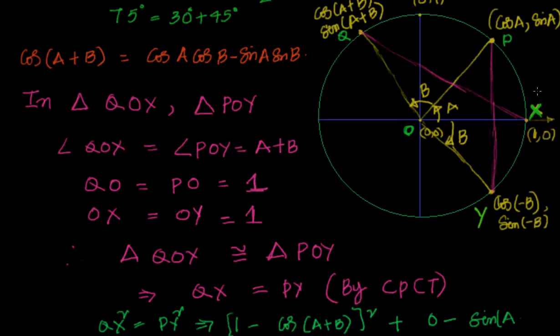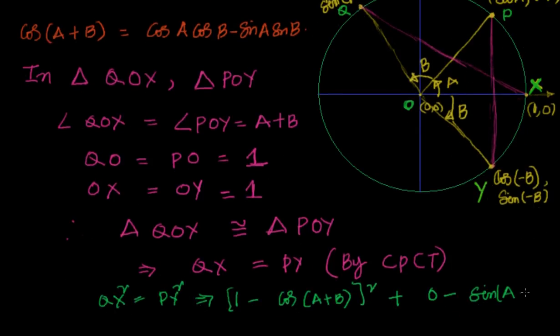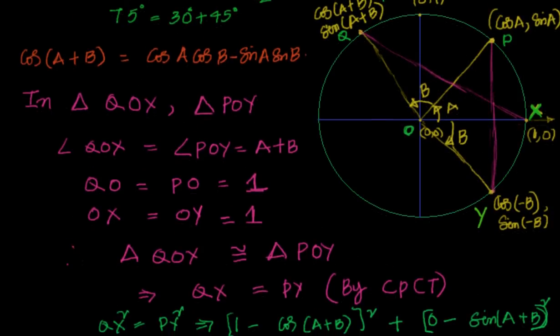if you are confused, this is always cos comma sine, cos comma sine. Yeah, I hope it's okay. Minus of sine A plus B whole square. x2 minus x1 whole square plus y2 minus y1 whole square. This is nothing but equal to what? PY whole square. But what is PY?